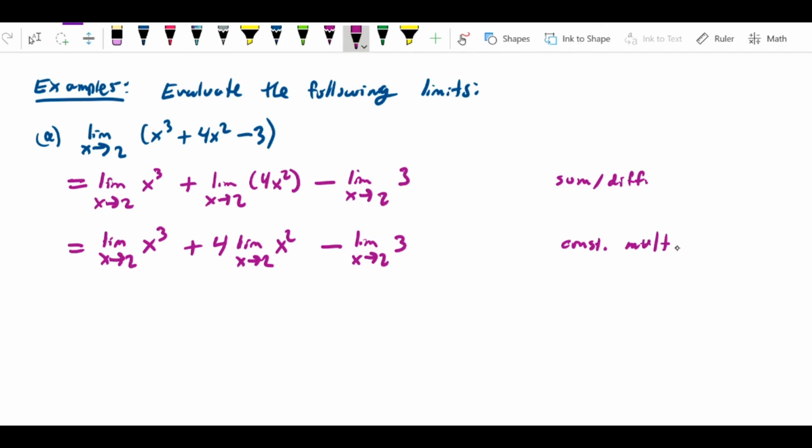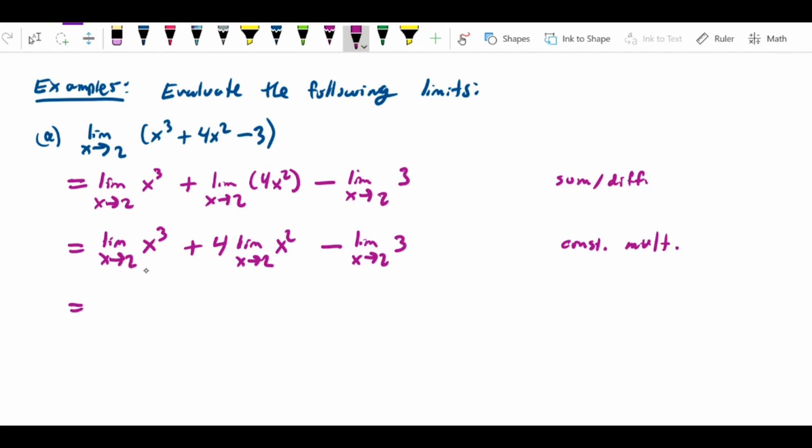Keep in mind that this was a polynomial function, so I could have just substituted in to begin with, but this is just a very basic demonstration of how these limit rules apply, because there are going to be some functions where you can't just say this is a polynomial, so substitution applies. So let's go to the next step.